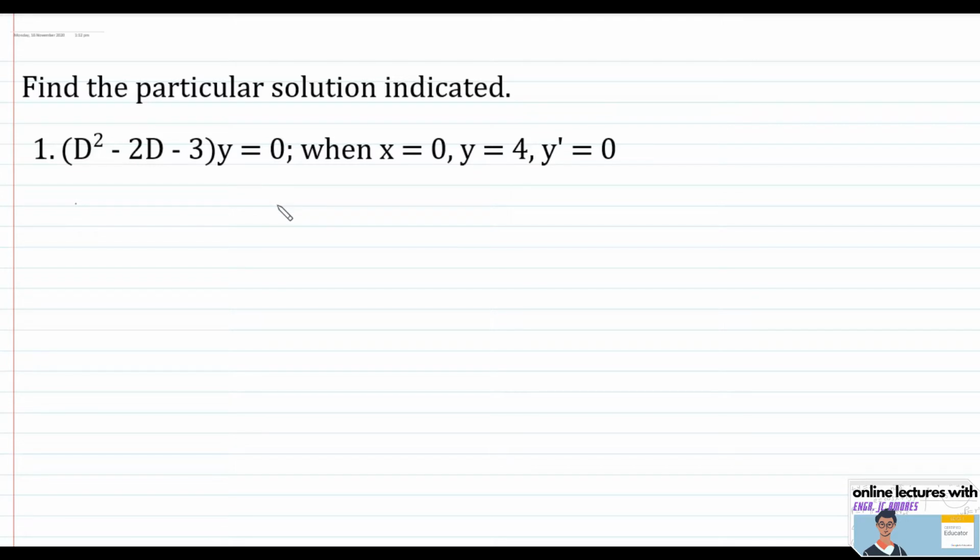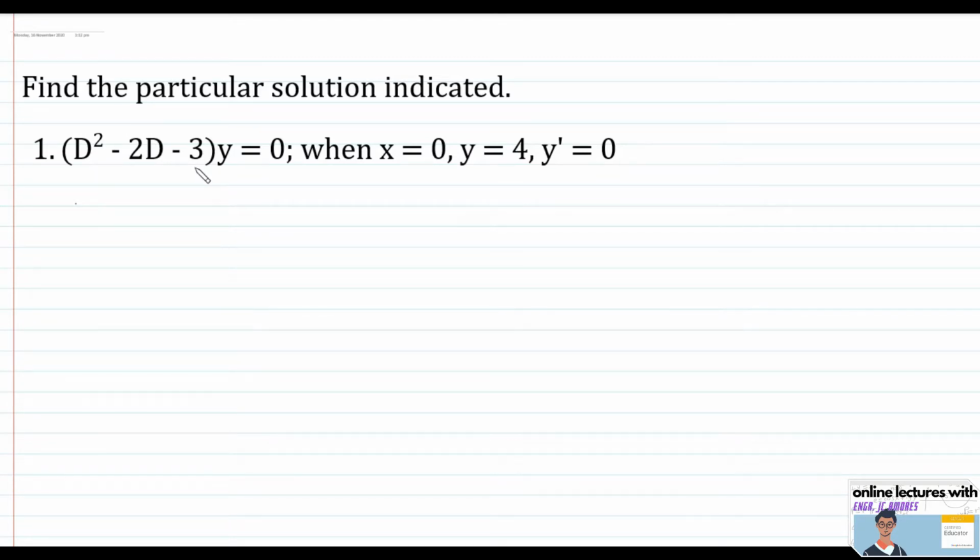Hello and welcome back to another video for differential equations, and this time we are solving linear differential equations with constant coefficients. This particular video will focus on the particular solution of linear differential equations with constant coefficients, particularly in the topic of distinct roots.